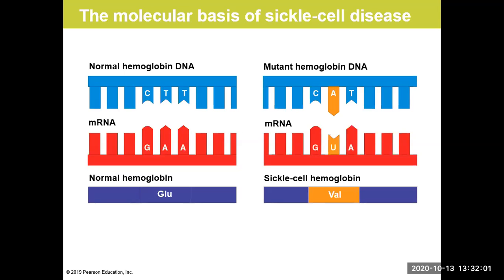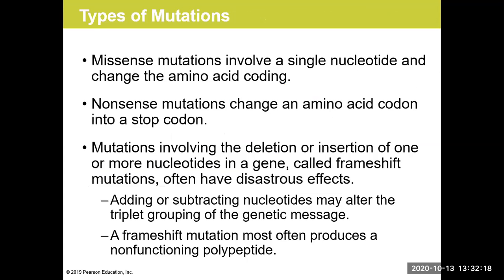So the RBC becomes sickle shaped, not a biconcave structure, and this gives rise to a genetic disorder called sickle cell anemia. Now let's see the different types of mutations.